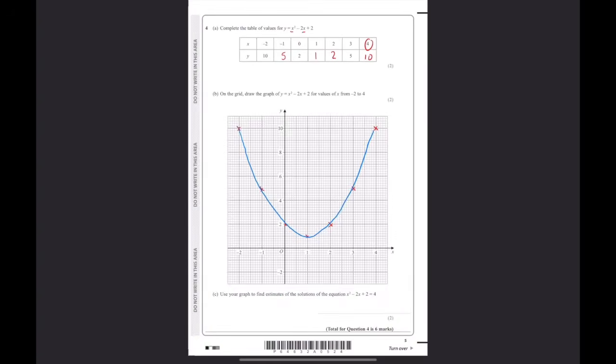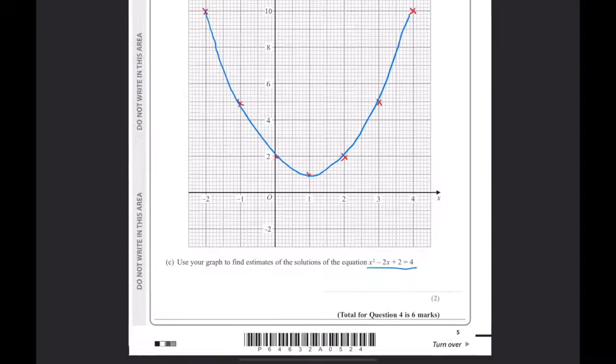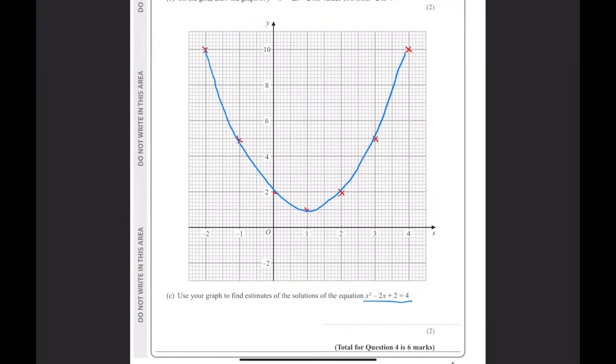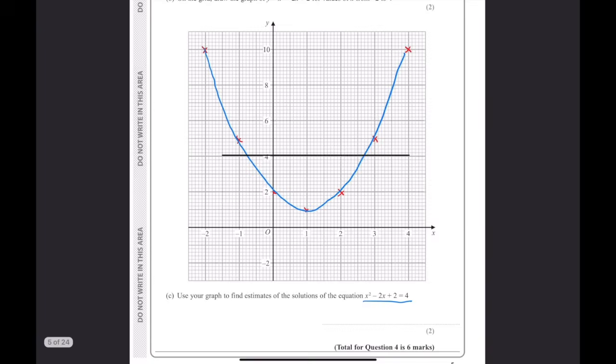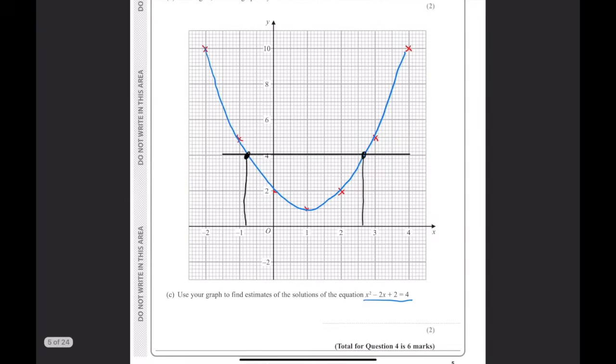Use your graph to find estimates of the solutions of the equation when this is equal to 4. So as you can see, if we just draw on where y is equal to 4, you can see that occurs here and here. So they are going to be at the x values of roughly minus 0.8 and 2.6, so that's going to be your 2 marks there.